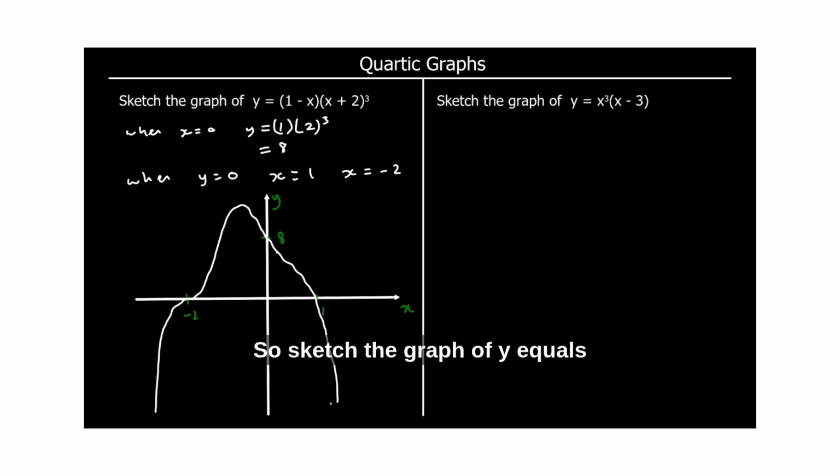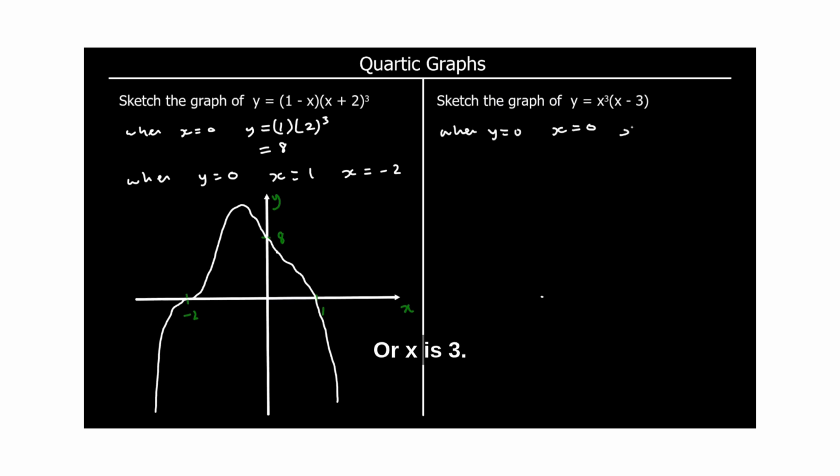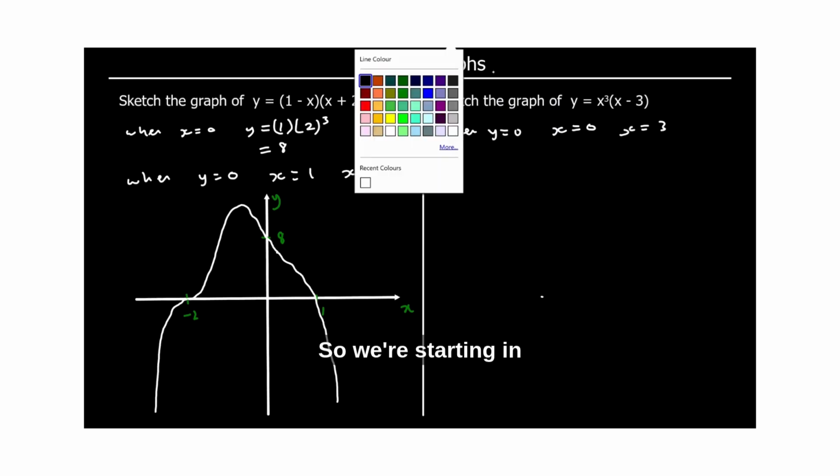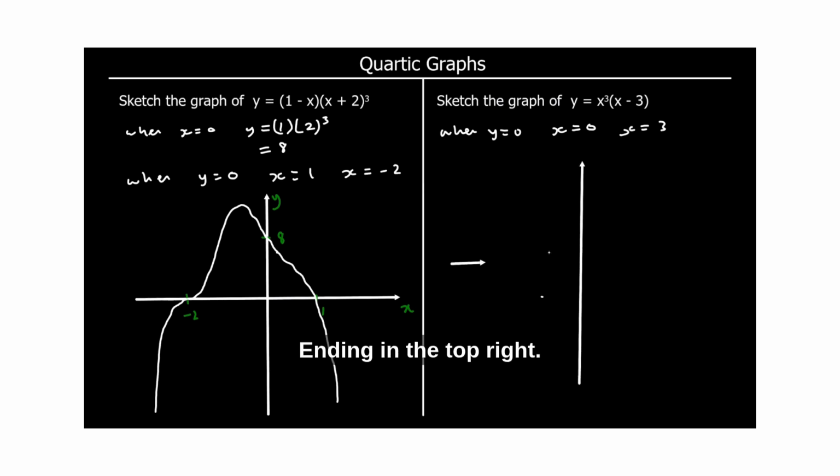And one for you to try. So sketch the graph of y equals x cubed times x minus 3. So when y equals 0, we can have x is 0 or x is 3. So it's going through 0, 0. So when x is 0, y is 0 as well. It's a positive shape. So we're starting in the top left, ending in the top right.